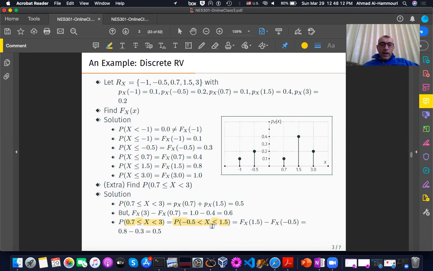Now I can say, as you see from here, this is F_X(1.5) minus F_X(-0.5). What's F_X(1.5)? Well, it is 0.8. What's F_X(-0.5)? It is 0.3, so the answer is 0.5, which is consistent with the PMF now. So this earlier one is wrong, because I just applied the CDF blindly, without paying attention or being careful about the mathematics in there.